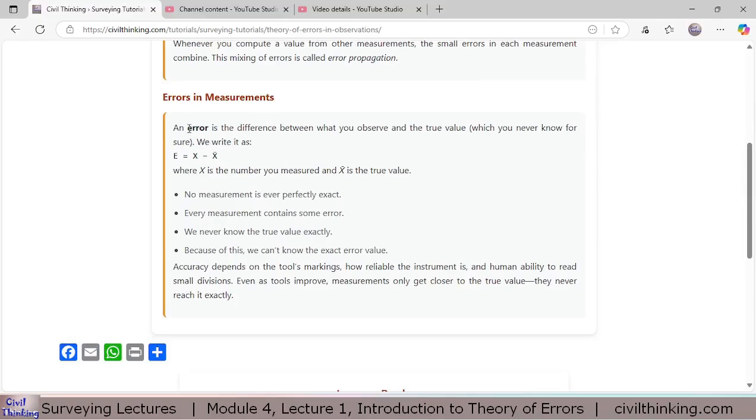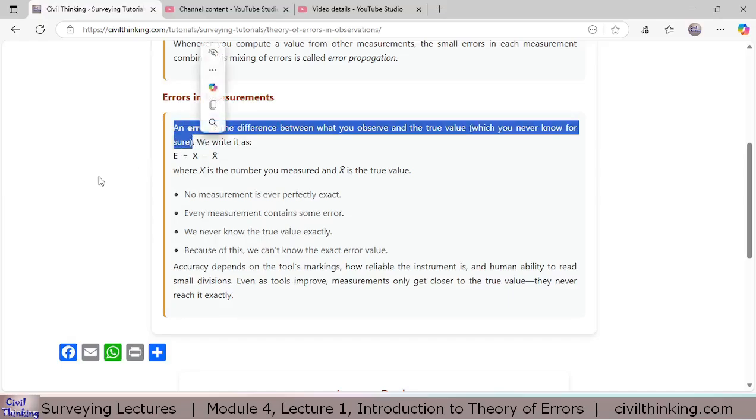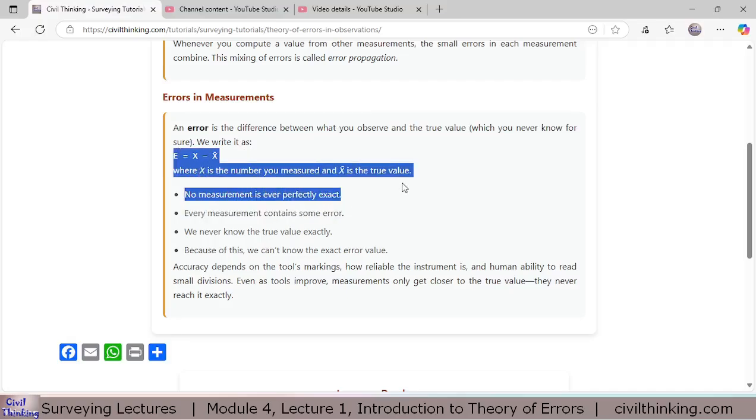Now how do you compute the error? An error is the difference between what you observe and the true value, which you never know for sure. So we write it as E equals x minus x bar. Here x is what you measure and x bar is the true value.